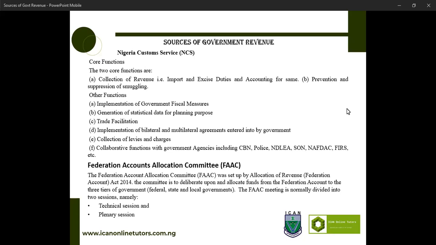Collection of levies and charges. So whenever there are breaches of law, they are the ones in charge to give charges to anyone that breaches the law of the importation and exportation of goods. And part of the charges is also part of the import duties and export duties. So they are the ones responsible for the collection of these charges.